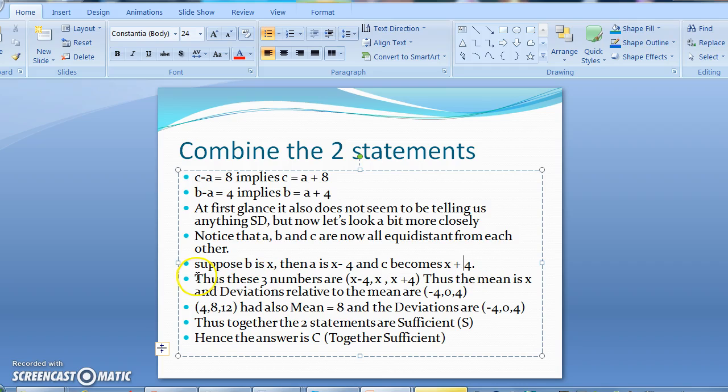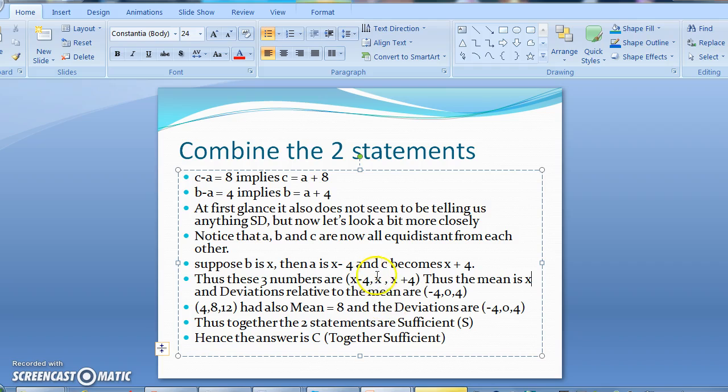Thus, the three numbers become x minus 4, x and x plus 4. Thus, you can see the equidistant nature. The lowest number A is 4 less than the middle number B, which is 4 less than the bigger number C. All of them are equidistant. Thus, what can we say? Can we say the mean is x? Yes, because if you add these three and divide by 3, the 4 is going to cancel and we're going to get 3x upon 3, and the mean is going to be x.